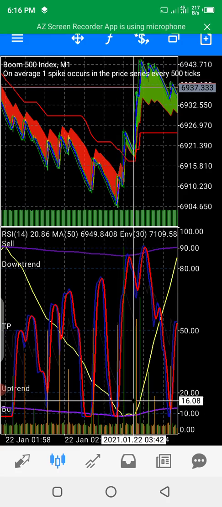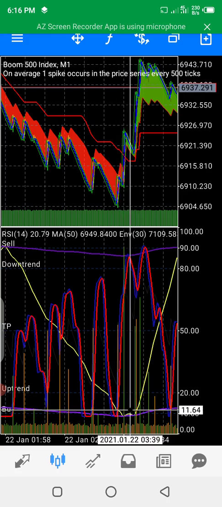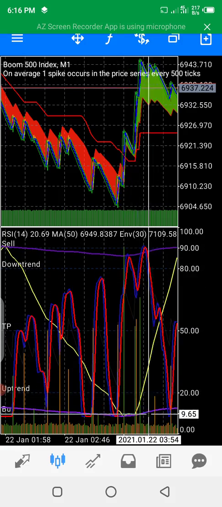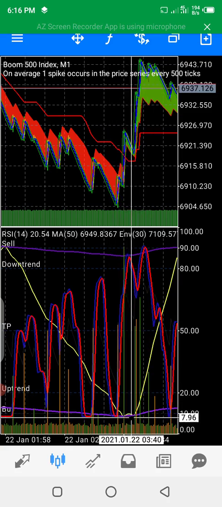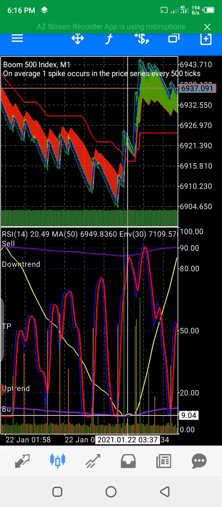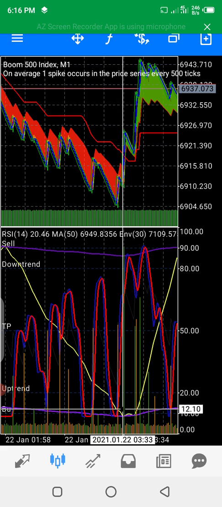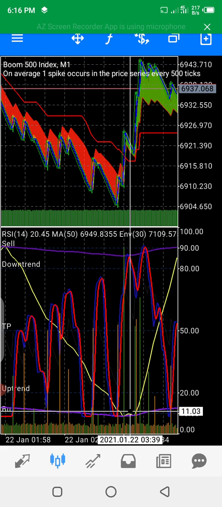You have seen the down envelope. At first, it touched the upper envelope, then this one, which is at the bottom. The bottom envelope is the one it has touched. It has touched this envelope, telling us it has successfully made its journey in a downtrend.